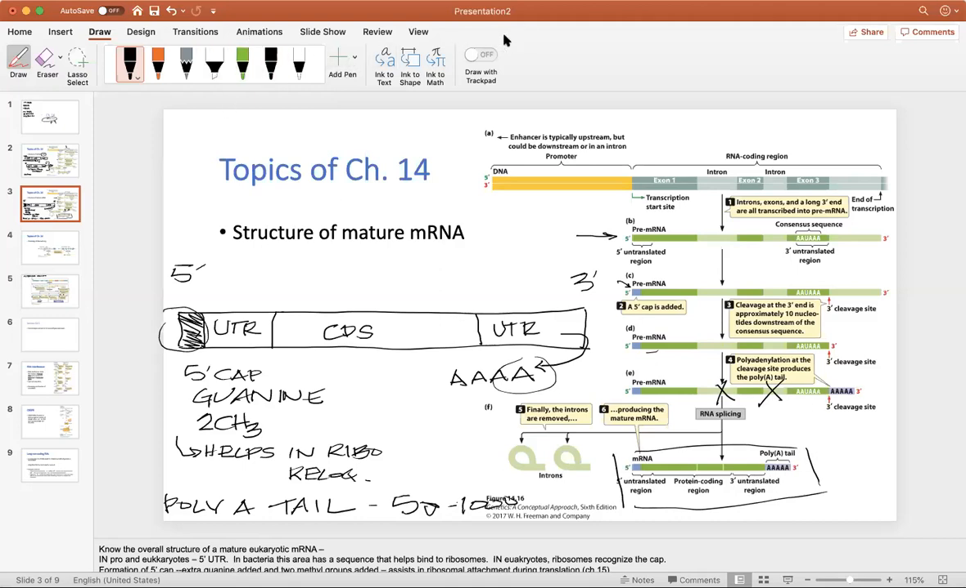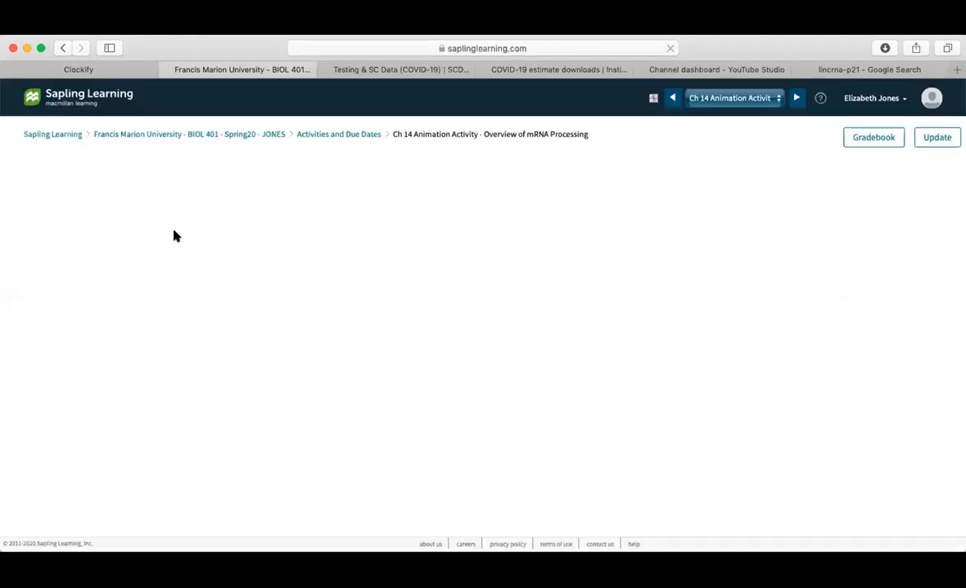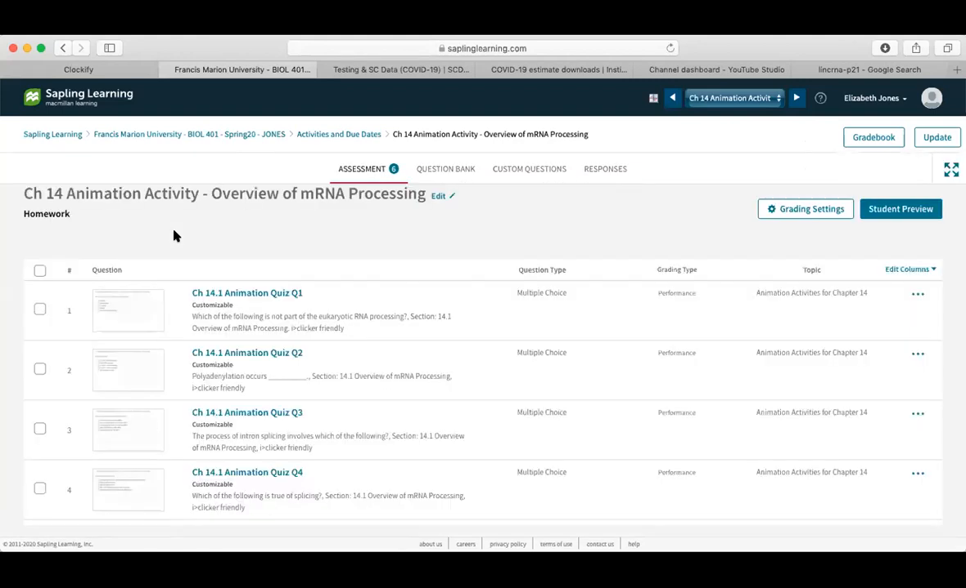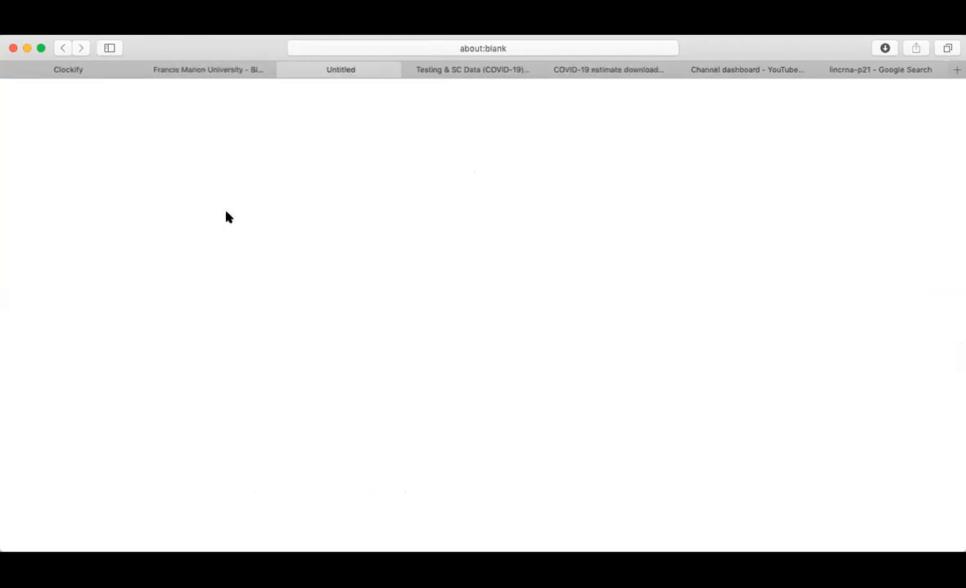Let's see here. I'm going to change the screen share. And I want the desktop. There we go. These animations are all turned on for you to look at, but let's go ahead and watch. They were turned on earlier. I'll make sure they're turned on for you guys. Oops, that's not what I wanted. That's the activity. I want the animation. There we go. Sorry about that. All right.